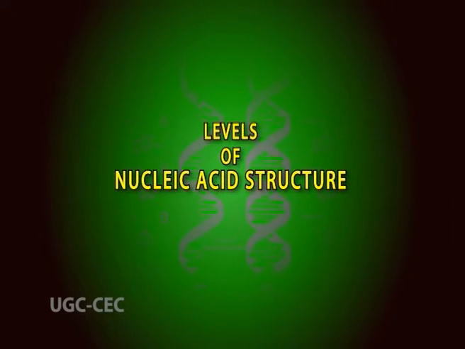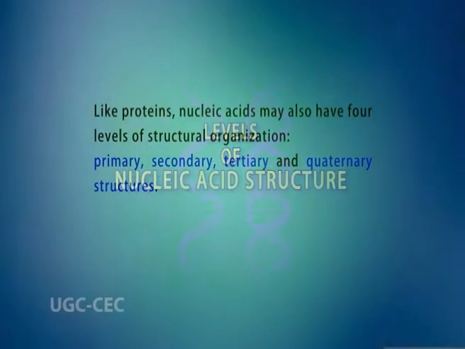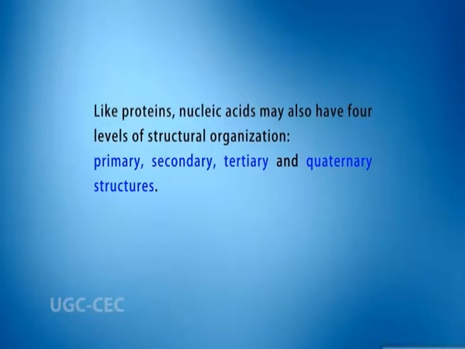Levels of nucleic acid structure. Like proteins, nucleic acids may also have 4 levels of structural organization: primary, secondary, tertiary, and quaternary structures. Thus, for DNA, we may refer to primary, secondary, tertiary, and quaternary structures of DNA. Similarly, RNA molecules may assume primary, secondary, tertiary, and quaternary structures.